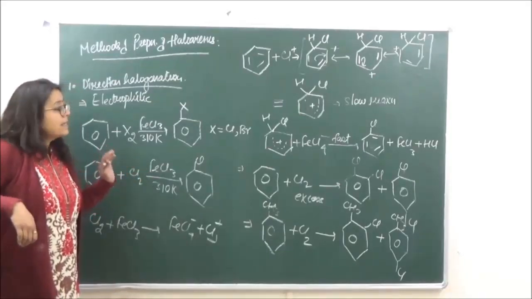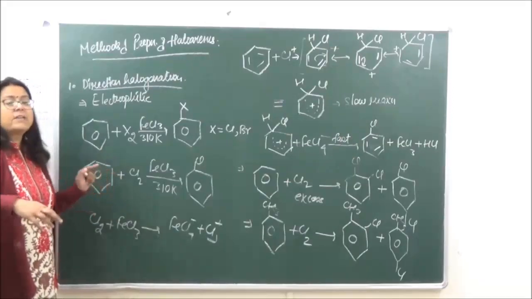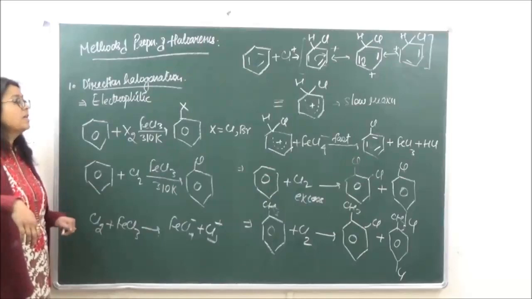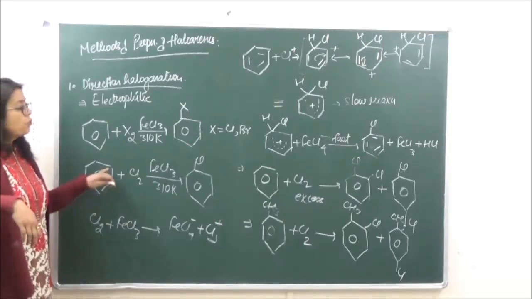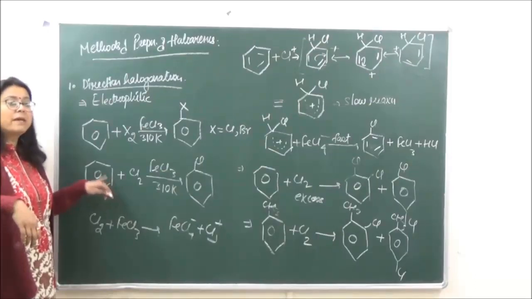The reason behind that is that when the reaction happens with F2, that reaction is very violent. It's a highly exothermic reaction and it cannot be controlled. So fluorination cannot be done by this method, or fluoro compounds can't be formed by this method.